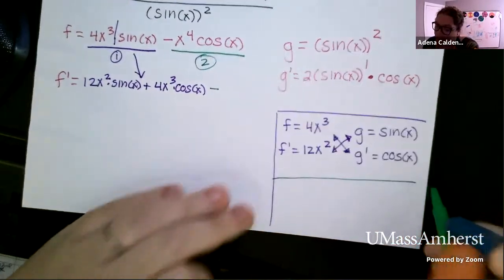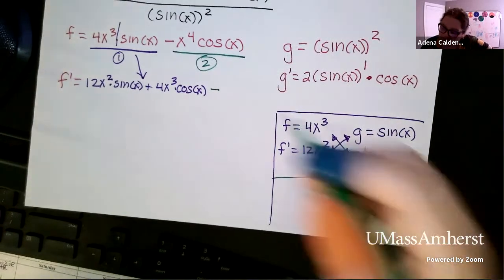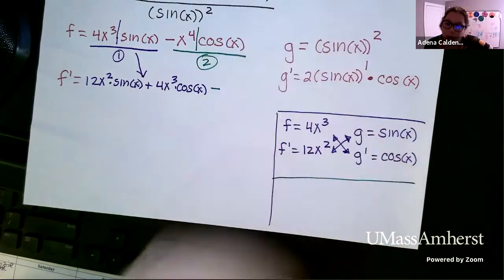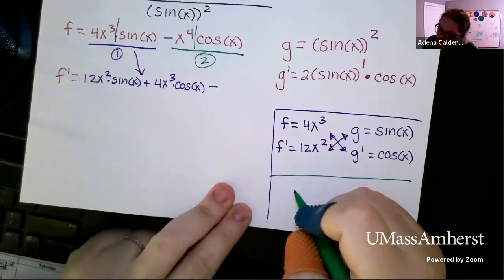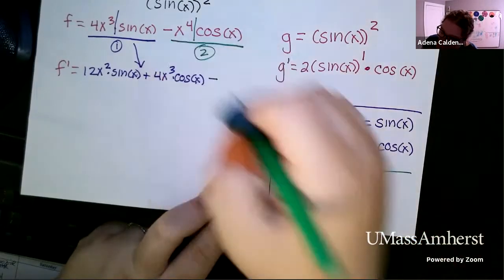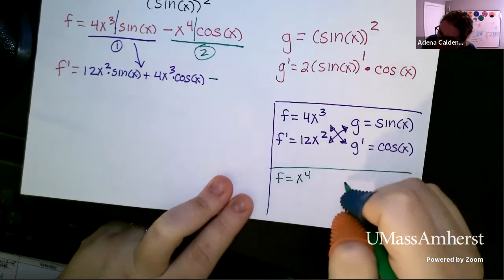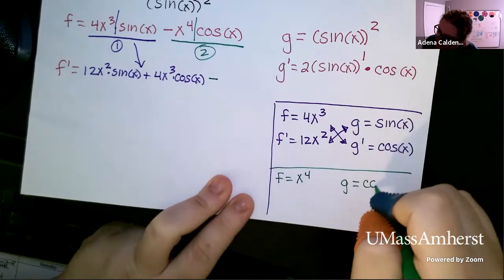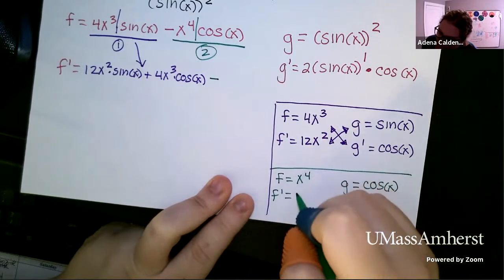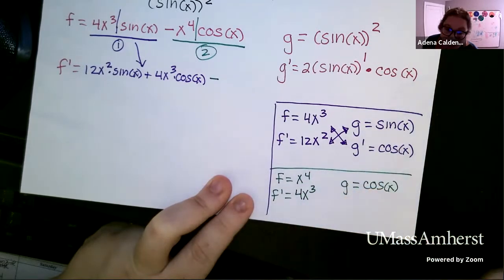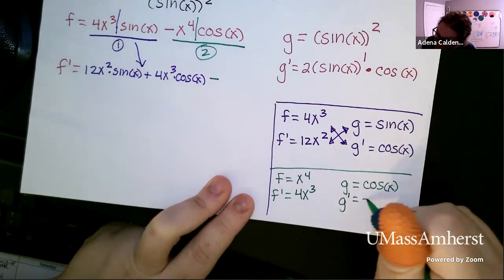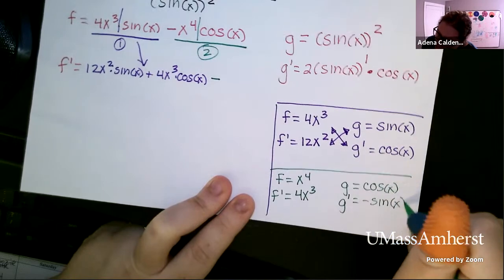So notice again, with the second term, I again have a product. I have something times something, right? And I can easily divide them, so I know it's a product rule. So again, I'm going to do the product rule over here on the side in my notes. So my f is x to the fourth. My g is cosine x. F prime is the derivative of x to the fourth, which is 4x cubed. Derivative of cosine is negative sine.